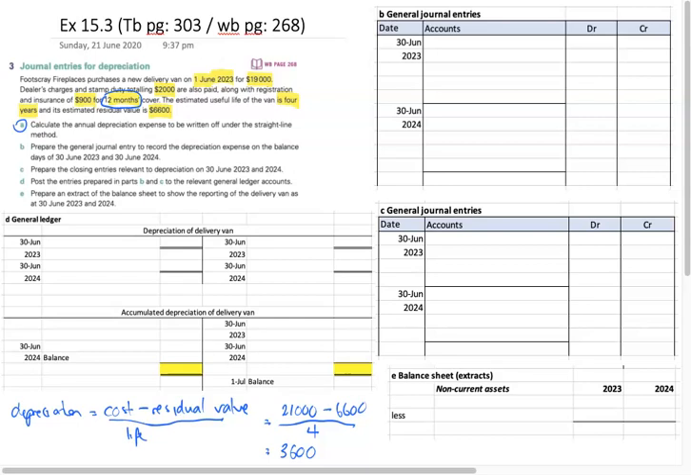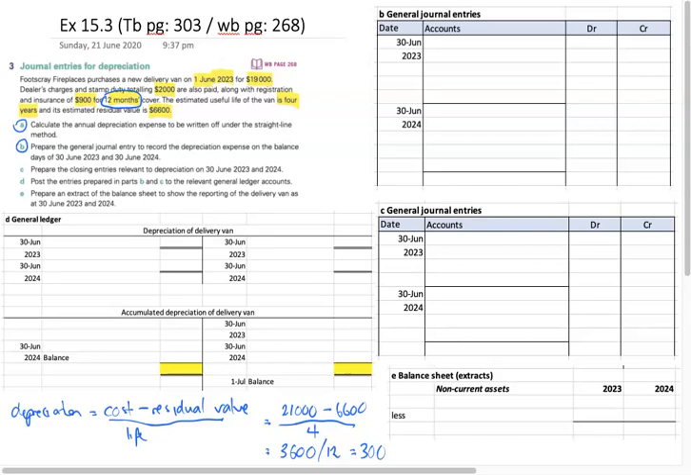And for this one, it is also important to work out how much is that per month. So if we divide that by 12, we realize what we actually have is $300 of depreciation expense per month. That is A completed. Let's now move on to B. We need to prepare the journal entries to record the depreciation expense on the balance days of 30 June 2023 and 30 June 2024. So let's do that.